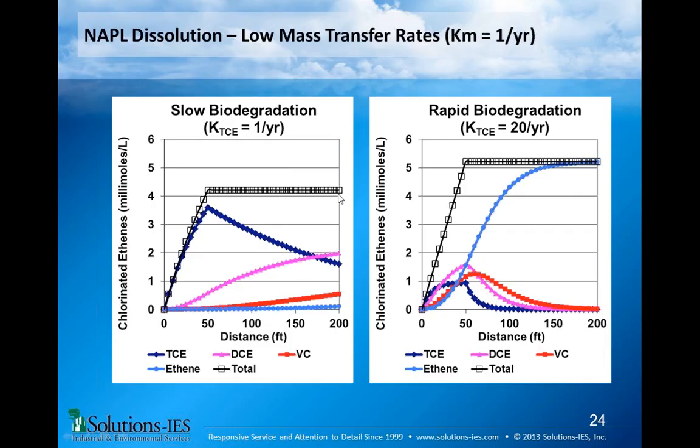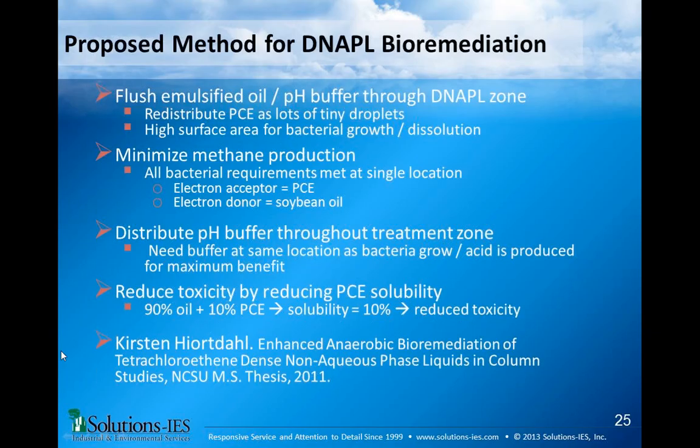Conversely, if I use a TCE degradation rate 20 times as high, now as the TCE dissolves, I'm getting really rapid production of DCE, rapid production of vinyl chloride and ethene, and so now I've increased the effective solubility, or the amount removed, up to 25 something. This just illustrates you need high degradation rates to do much good.